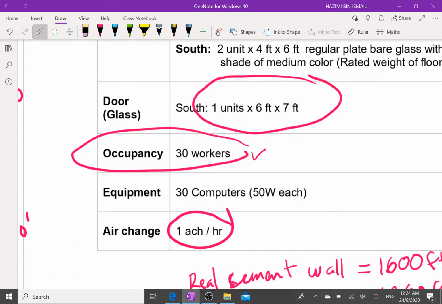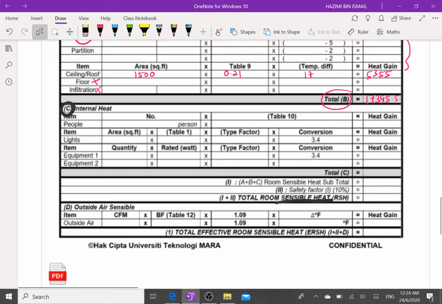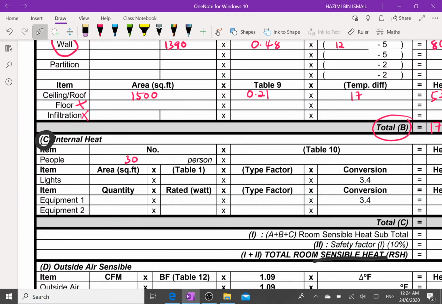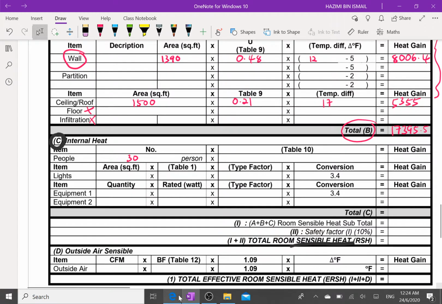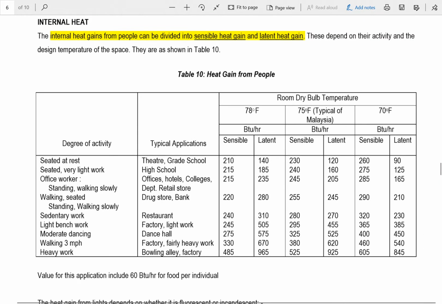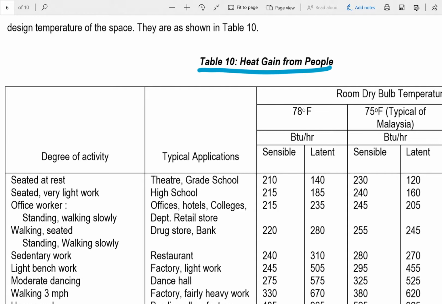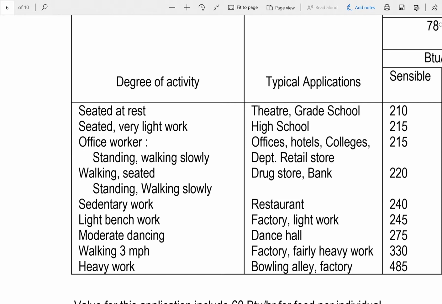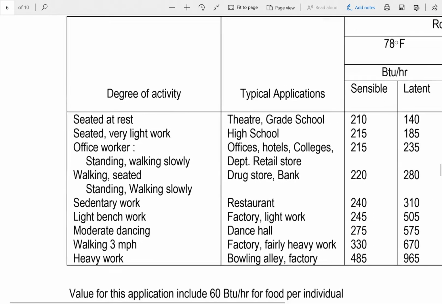So we put 30 into the form, 30 persons. The 30 persons have to be multiplied by the value in the table to get the heat gain from internal heat. So we refer to table 10, heat gain from people, and also refer to the building activities, the degree of activity.